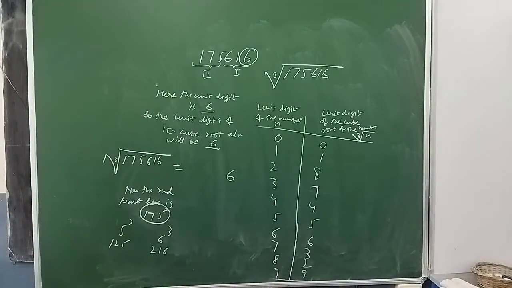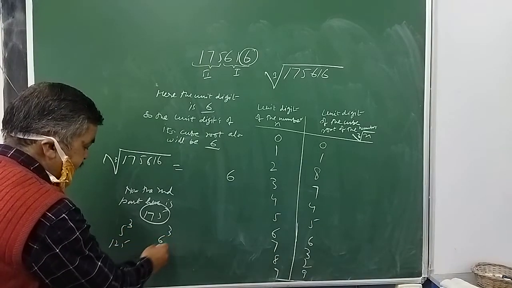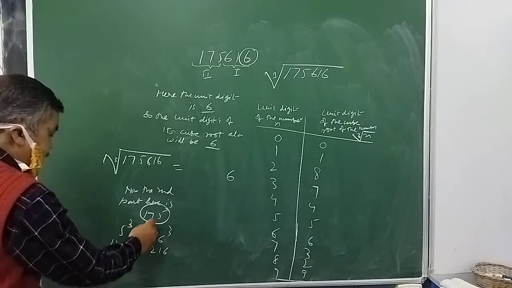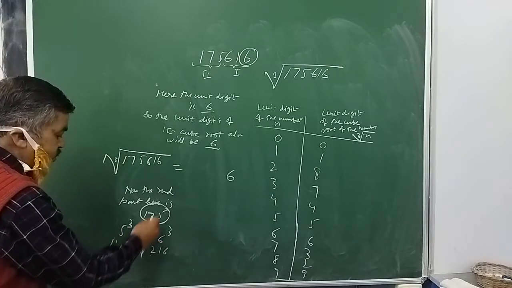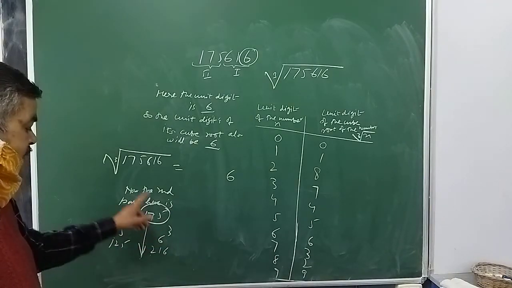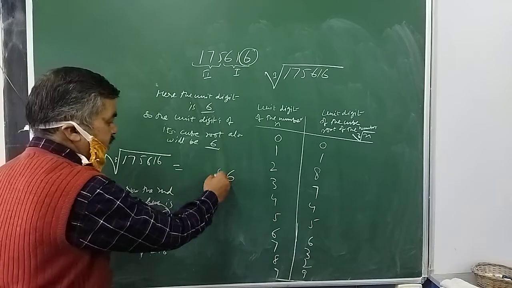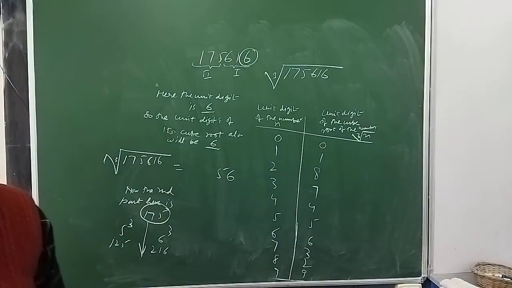175, in that way I have to estimate where this number exists, that is, the cube. The cube of 5 I know is 125, the cube of 6 is 216, so in between these two numbers, 175 will lie. Out of these two you have to pick the smaller one, that you will be putting on its tens place digit.